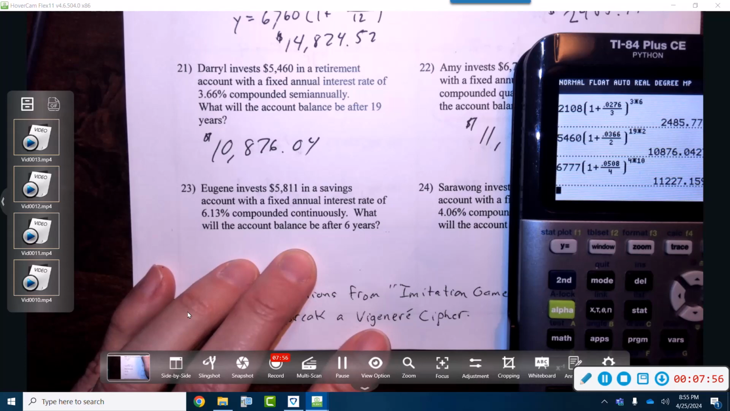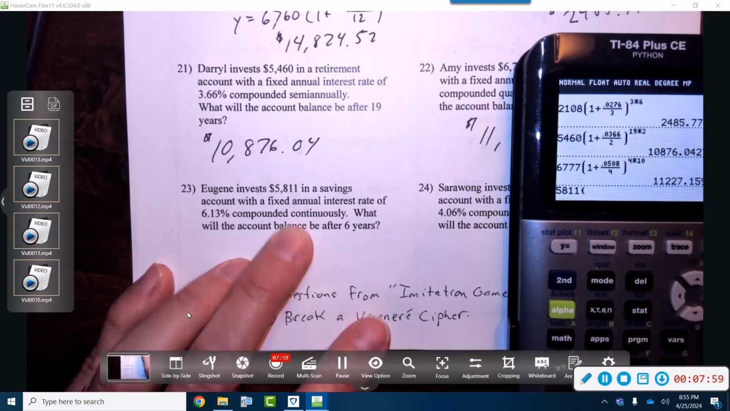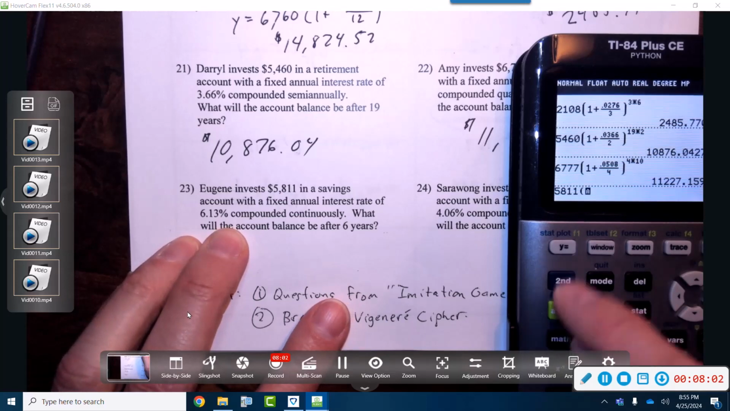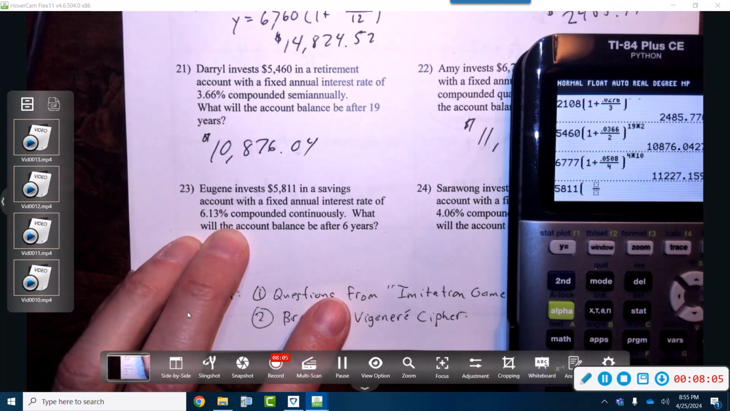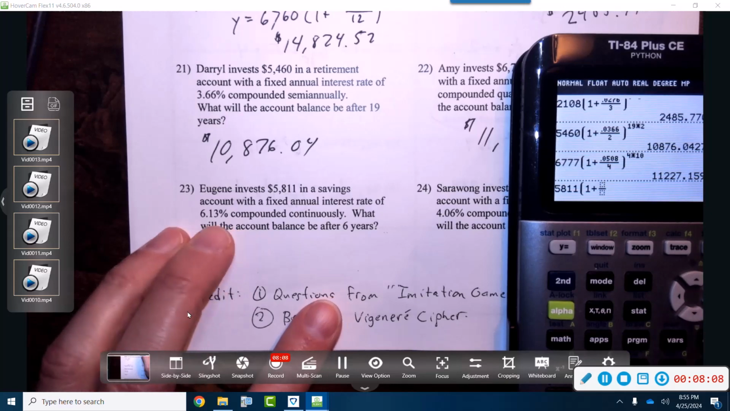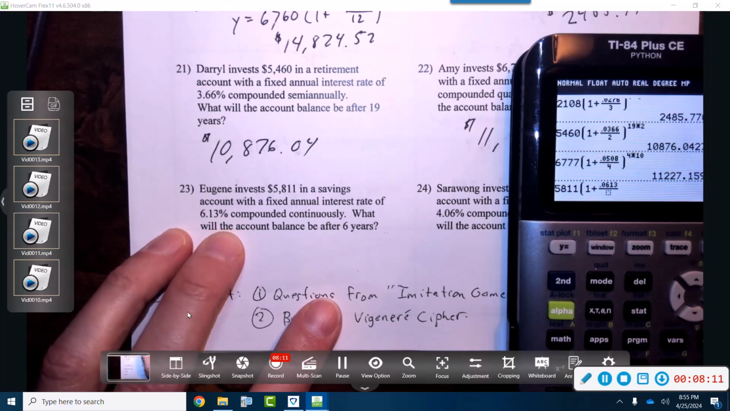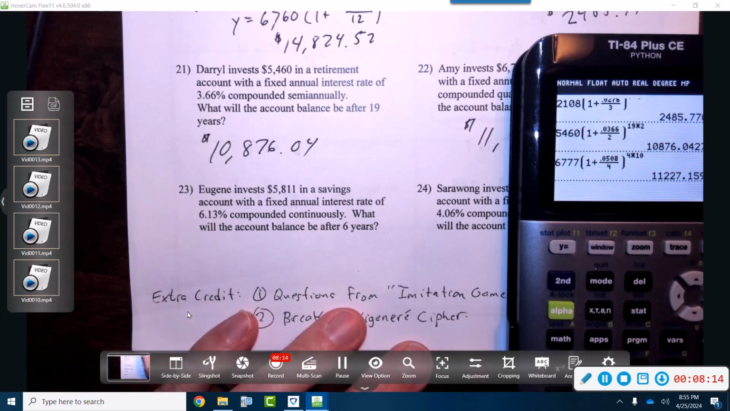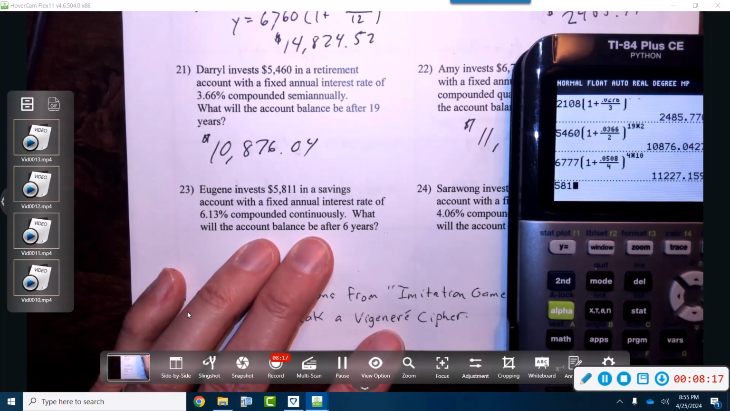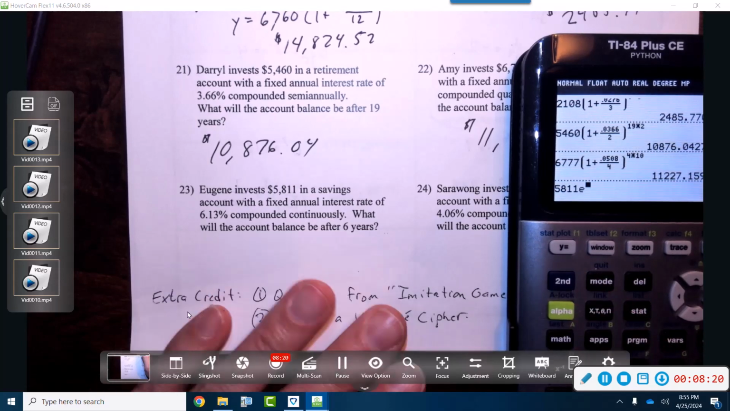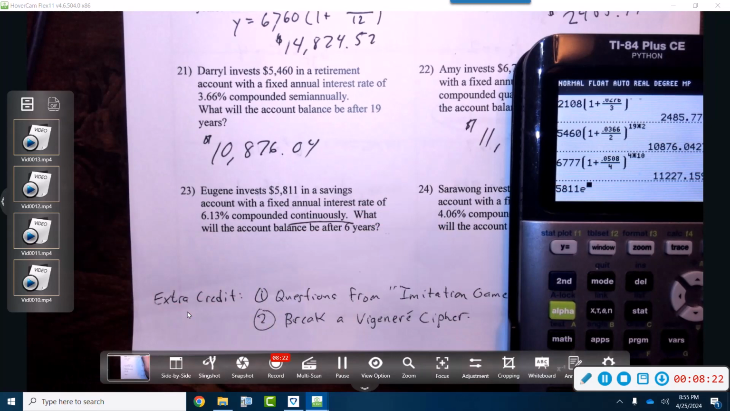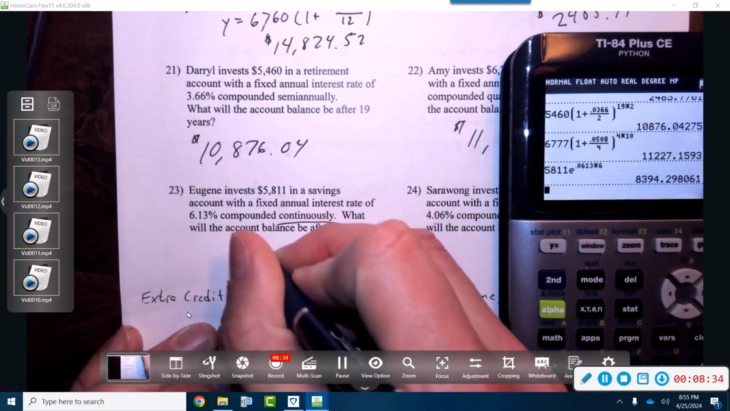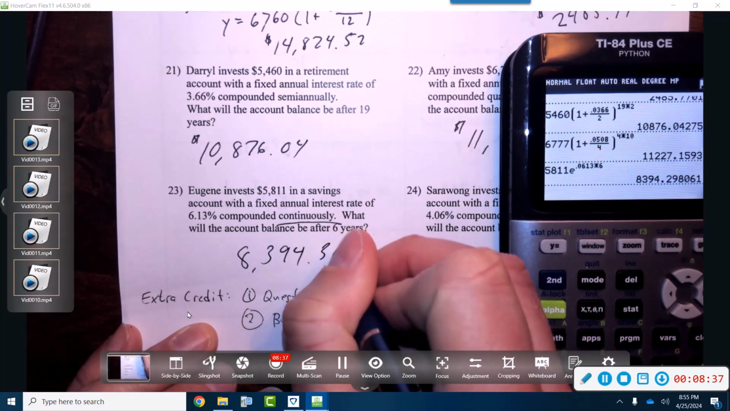Eugene invests 5,811 at a fixed rate. Let's get the 1 plus. 0.0613, compounded continuously. Clear it. So 5,811 times e to the x, because it is continuous. This means that I'm going to raise e to the 0.0613 and then just multiply by how many years, because it's continuously compounding. So it looks like I got $8,394.30.